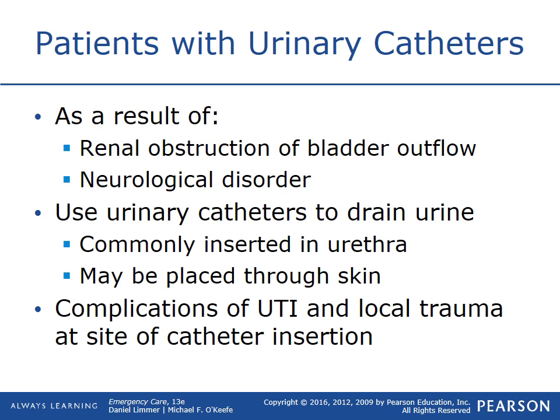Patients sometimes have urinary catheters that are put in, and they send them home as a result of renal obstruction of the bladder outflow, or they could have a neurological disorder that they have this for. Usually urinary catheters drain urine. They're commonly inserted into the urethra, and they can be placed through the skin also if they can't get them in through the urethra. Complications of urinary tract infections and local trauma at the site of the catheter insertion are some things that you could run into on people that have urinary catheters.